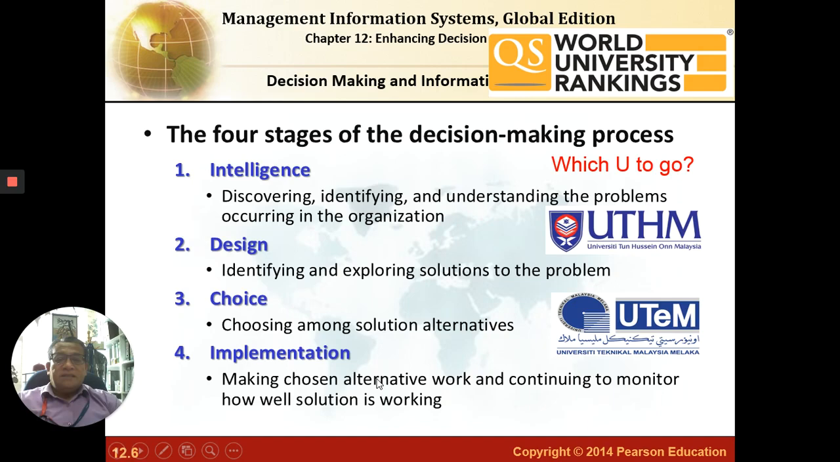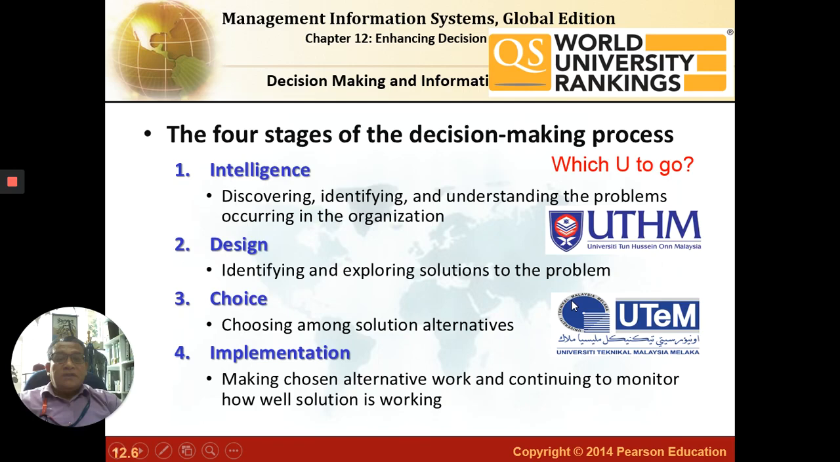For example, if you decided to enter UTHM perhaps two or three years ago, of course you went through these four stages of the decision-making process. You looked into the background of the course at UTHM or at other universities, like UUM. So you did this sort of intelligence. From there, you had to design what courses or options were available for you to choose from. Perhaps you are more interested in studying management with an industry orientation, so that's why you focused on either UTHM or UUM as your design for the solution.